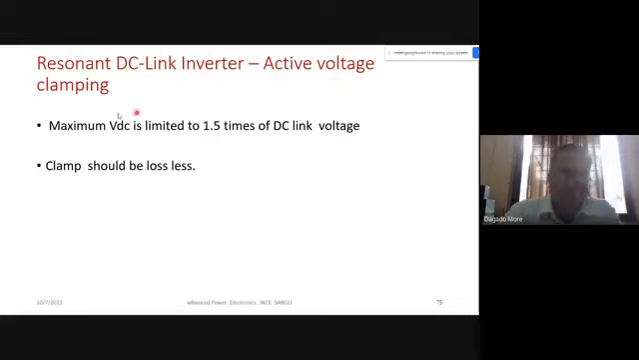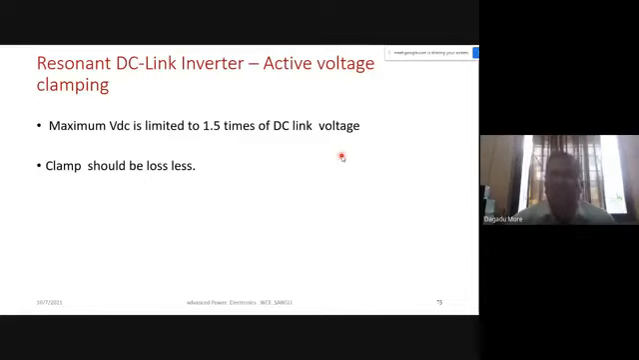We have done it. And what is the purpose? We have to limit the maximum value of voltage across the capacitor to 1.5 times. If you do not clamp it, it may go 2 times, or it may go around maybe 3 times. And for that, the voltage rating of devices will be more.